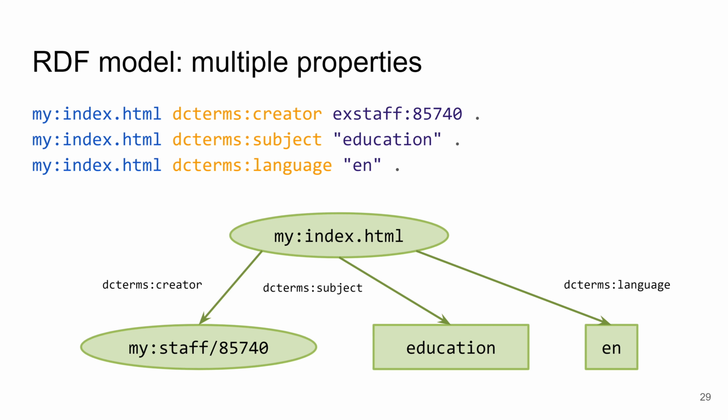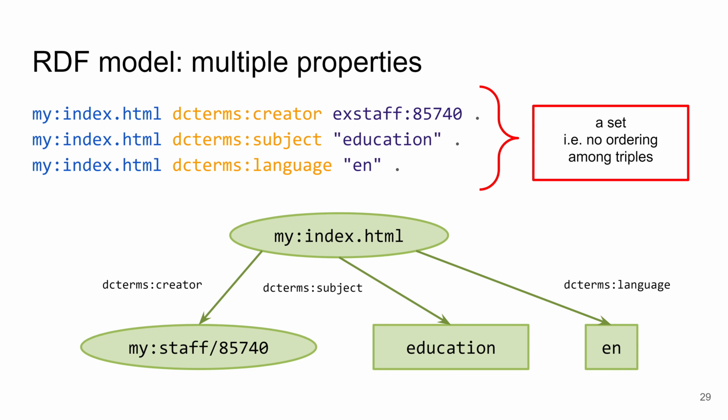Right, so let's add some triples so that we don't work with just the one. And here we have three triples. We have the page, and we say that it has a creator, it has a subject, and it has a language. Now, as I mentioned, the RDF data model is a set, so there is no ordering among triples. So it doesn't say that the creator triple is the first one. It just lists them in this order on the slide, but there is no ordering.